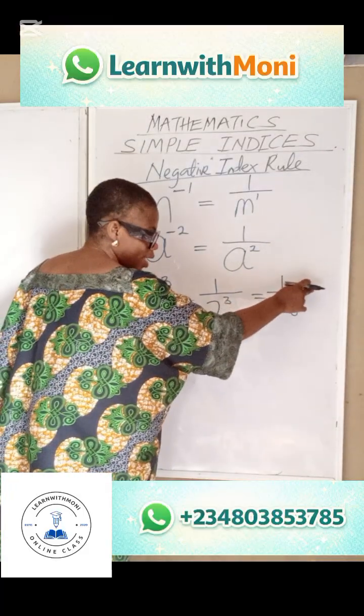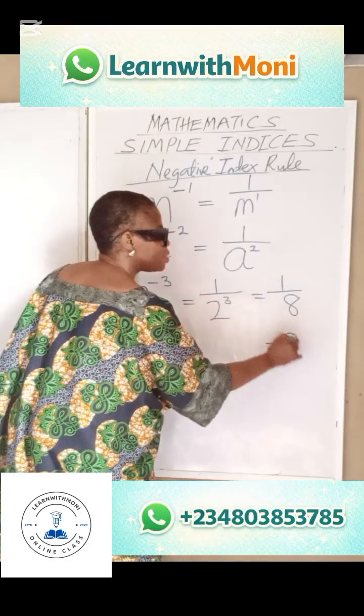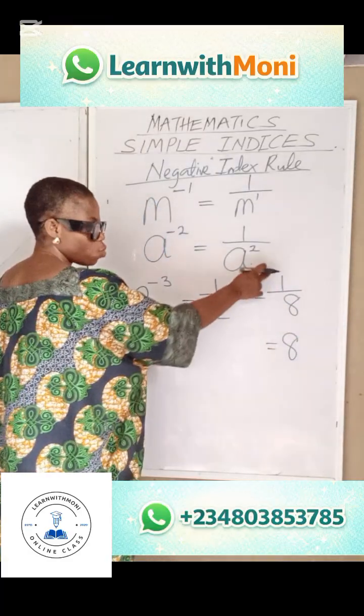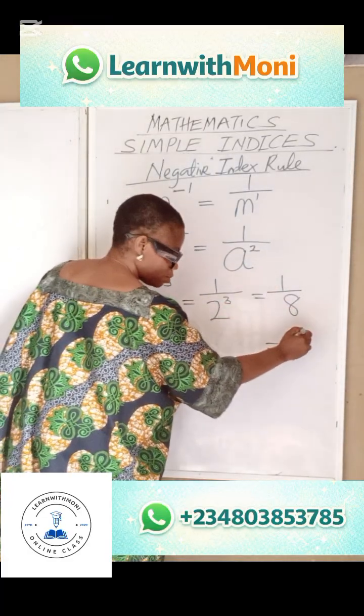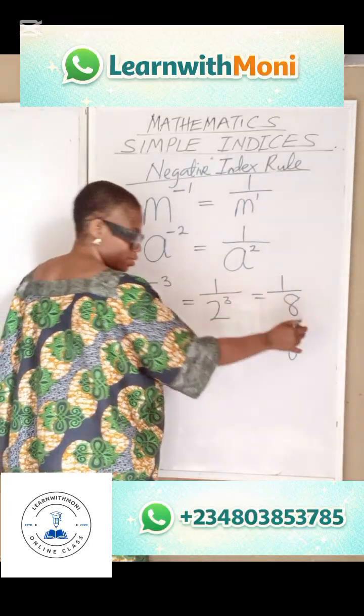And this 1 over 8 can also be written as, this is the base, 8. This 1 over is raised power minus, what is the power of this 8 here? 1.